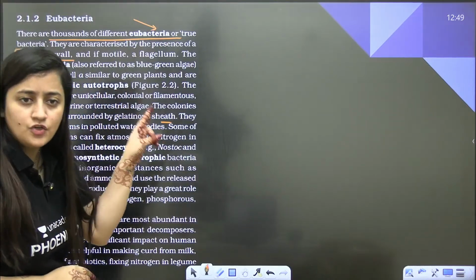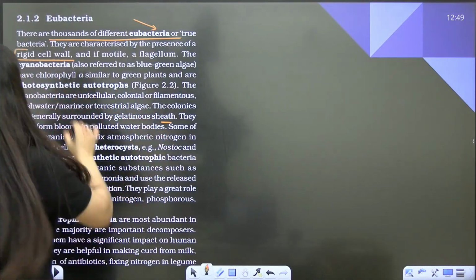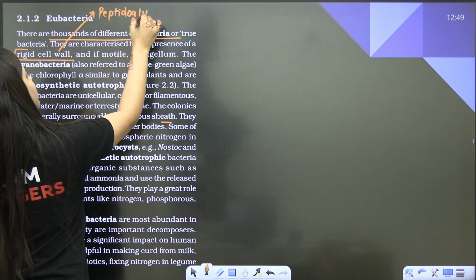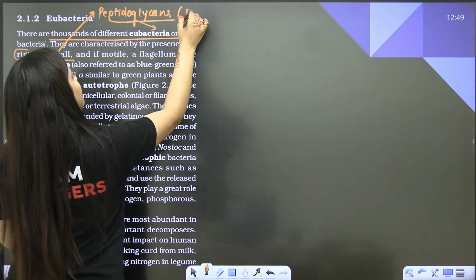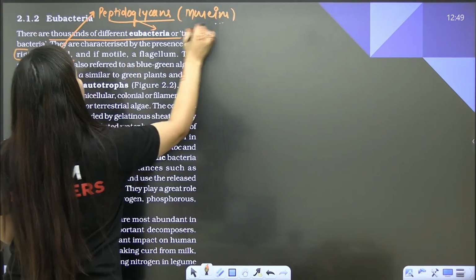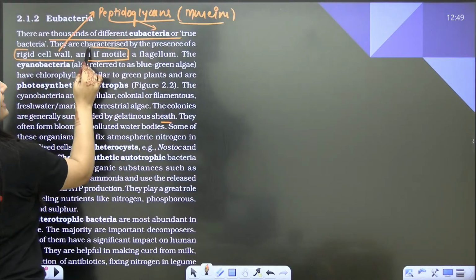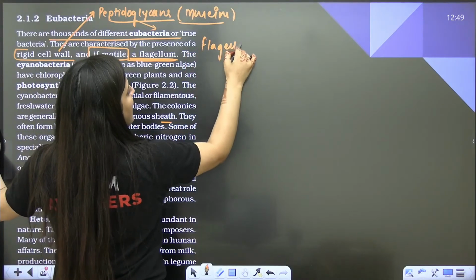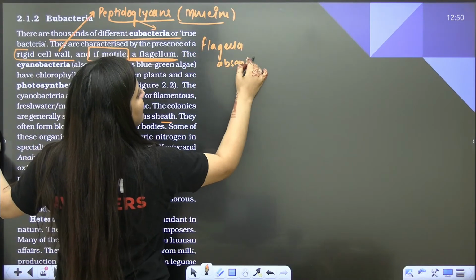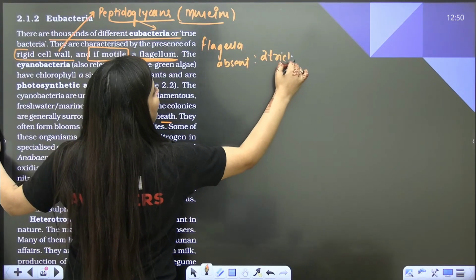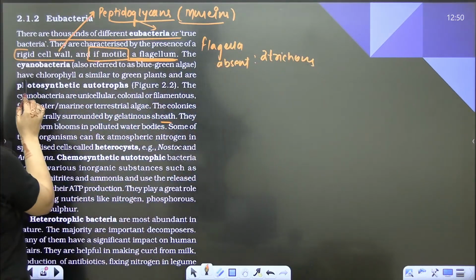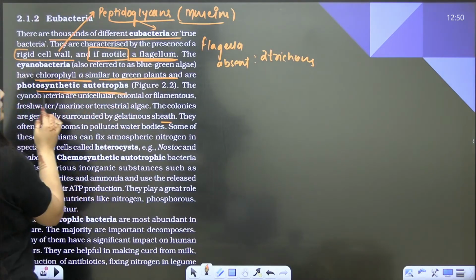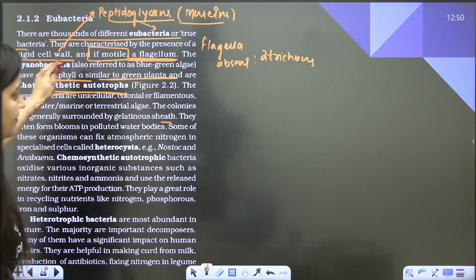You know that the cell wall is made up of peptidoglycans, NAM, NAG, murein. Understood? And if the bacterium is motile, it has flagellum. If flagella are absent, you use the word atrichous. Then cyanobacteria, blue-green algae, have chlorophyll a like green plants, and they are photosynthetic autotrophs. So they can make their own food with the help of light.